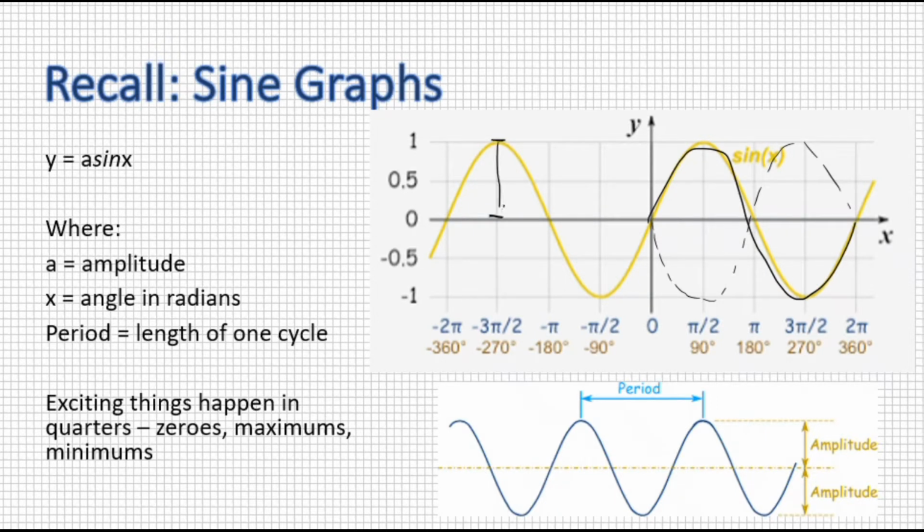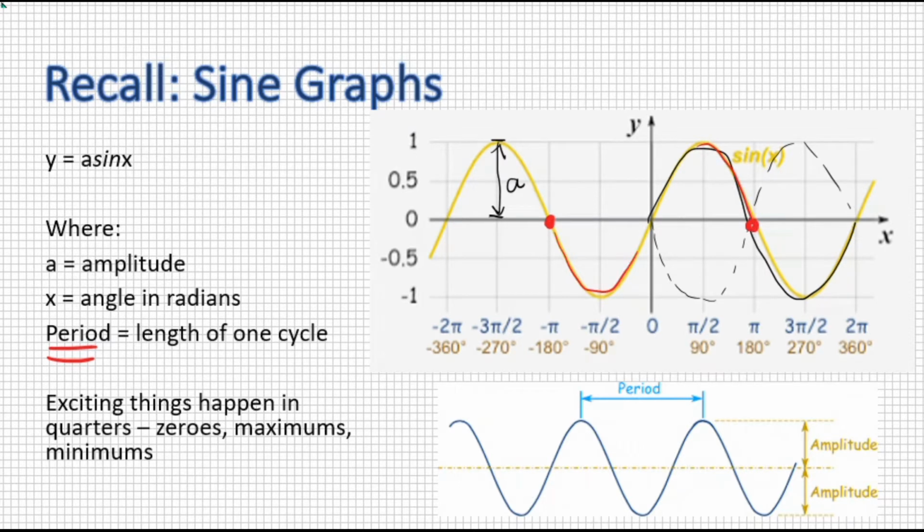Things we already knew: if you measure from the center line to the maximum or to the minimum, we call that amplitude, which we give the value A. We are working in radians, so usually our x or our theta will be in radians for this unit. And I also want you to remember that the period of a sine graph is the length of one cycle. So anywhere it repeats, you can start measuring a period right here and follow through until you hit the same point. There's the length of one cycle.